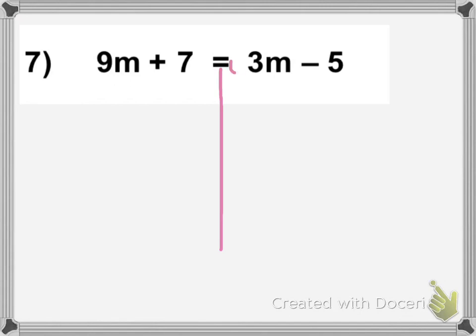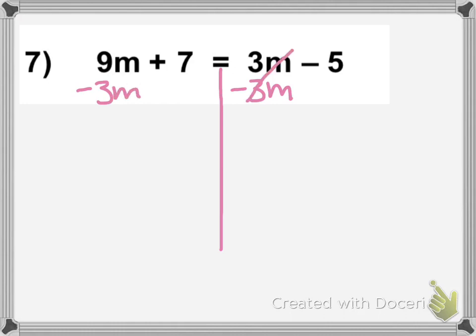Because in front of my 3m, there's nothing, it's a positive. So to get rid of it, I'm going to subtract 3m from both sides. Ignore this minus after the 3m. That minus goes with the 5, not the 3m. So subtract 3m from both sides. When I subtract 3m from 3m, I get 0.